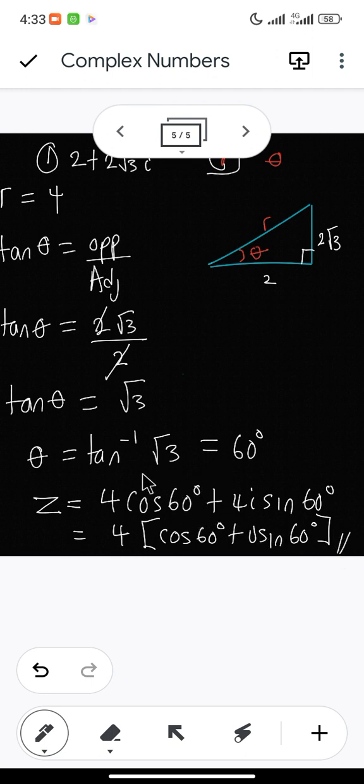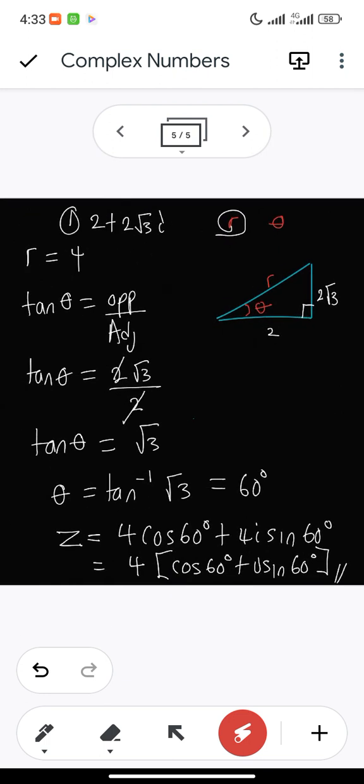Now to verify if you're correct, you can easily just press this in a calculator. You can press the first value in a calculator. It's going to give you the first value from the question. So 4 cos 60 gives you 2, and 4 sine 60 i gives you 2 root 3 i. So it's very easy. If you use a calculator on this and you're not getting your original question, it means there's a mistake along the way.